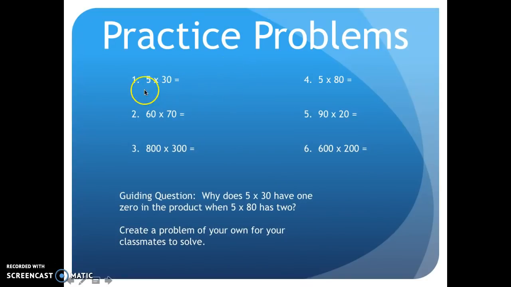All right, now it's your turn. You have 6 problems here. Notice that they go 1, 2, 3. They go down. Then you go over here, 4, 5, 6. And I want you to answer this guiding question. We're not always going to have this, but whenever we do, I want you to also consider it. Why does 5 times 30 have 1 zero in the product, which is the answer, when 5 times 80 has 2? And I also want you to create a problem of your own, like the ones above, for your classmates to solve. All right, I will see you soon.